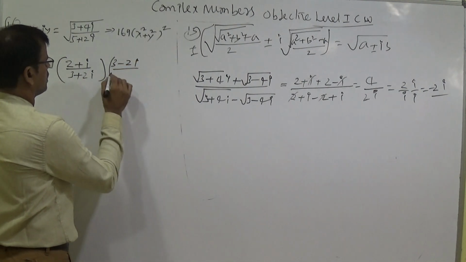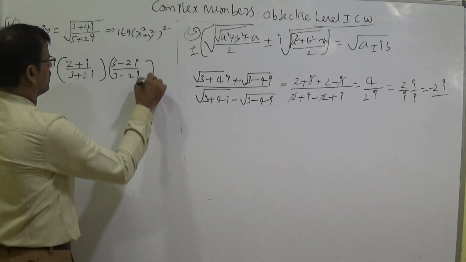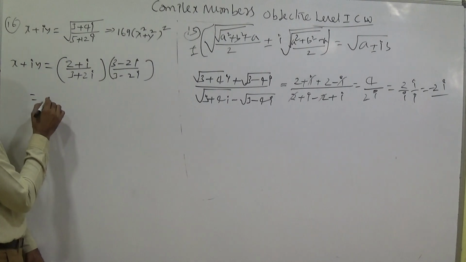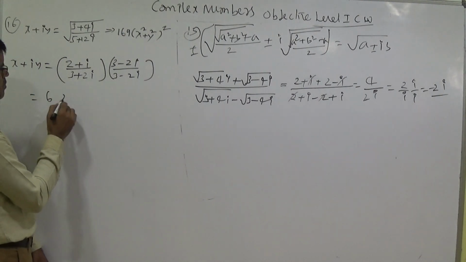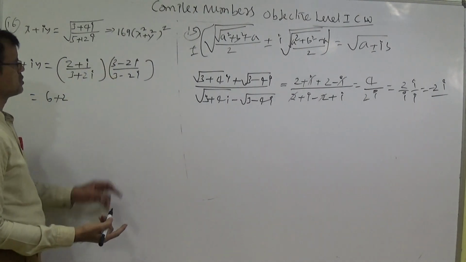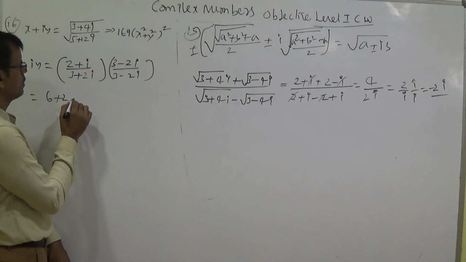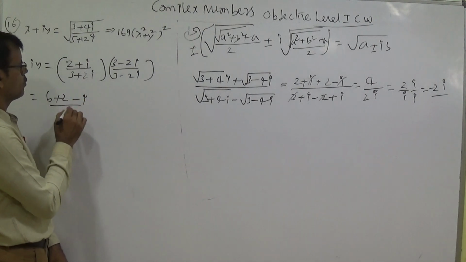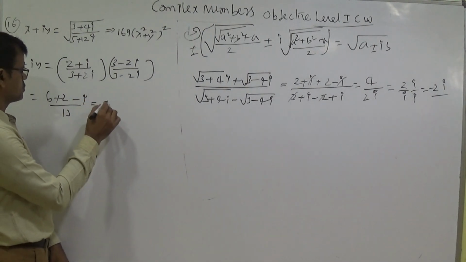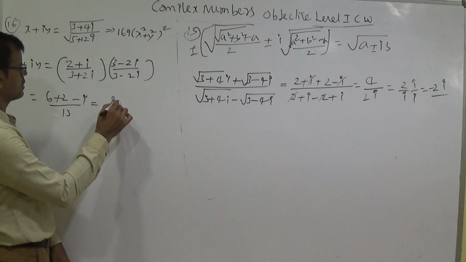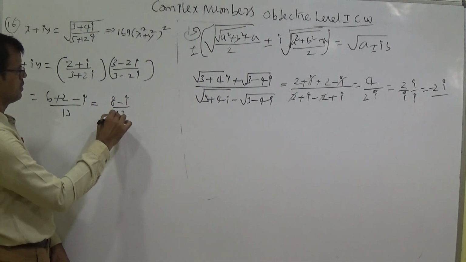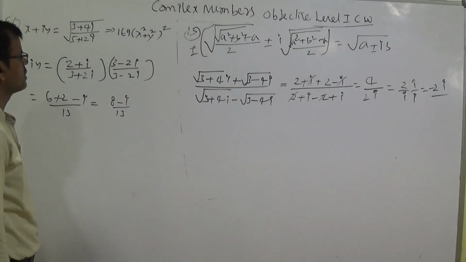Rationalize here, multiply and divide with 3 minus 2i. It becomes 2 3s are 6 plus 2, this is because minus 2i square, plus 2 plus 3i minus 4i becomes minus i, whole by 13. So 8 minus i by 13. 8 minus i by 13.